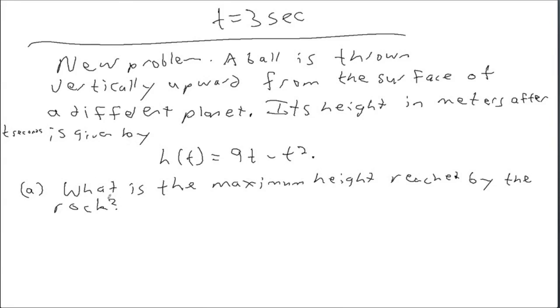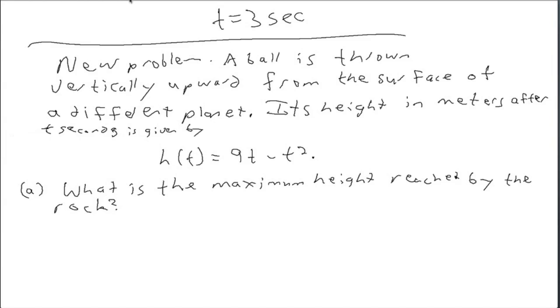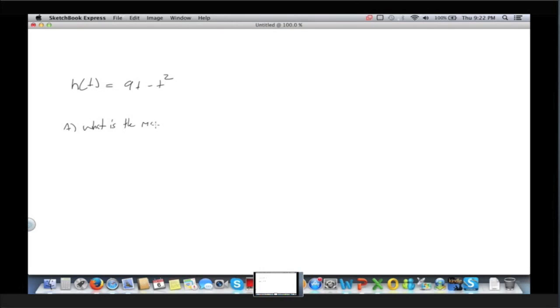Okay, let's try this. The height in meters after t seconds is given by h of t equals 9t minus t squared. What is the max height reached? Well, this is a position function of time.